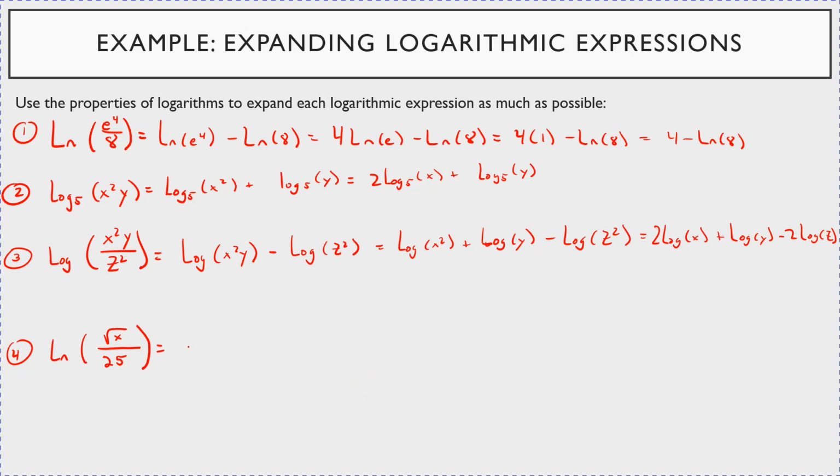Finally here, you can break this up. So this is the natural log of the square root of x minus the natural log of 25. And what's cool here is, watch, I can rewrite the square root of x. This is the natural log of x to the 1/2 power minus the natural log of, I can write this as 5 squared. And now you can use the power rule. You can bring the 1/2 down: natural log of x minus 2 times the natural log of 5.